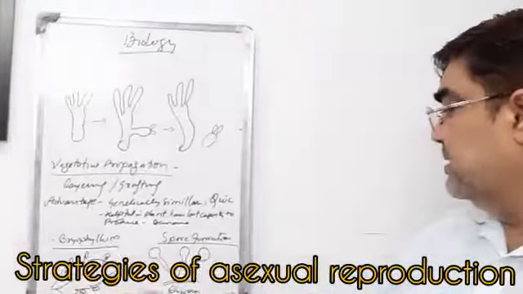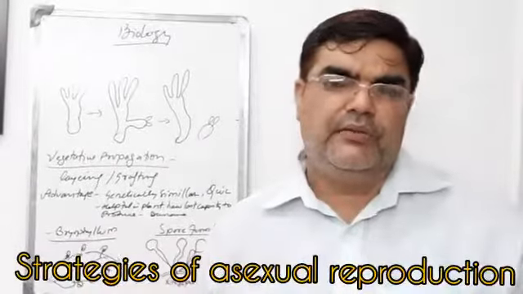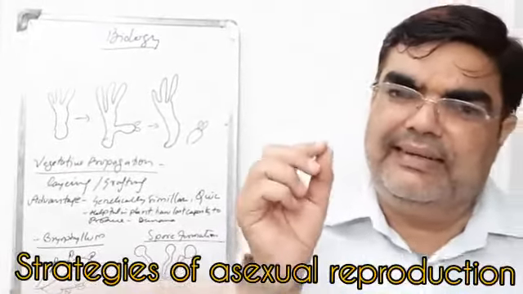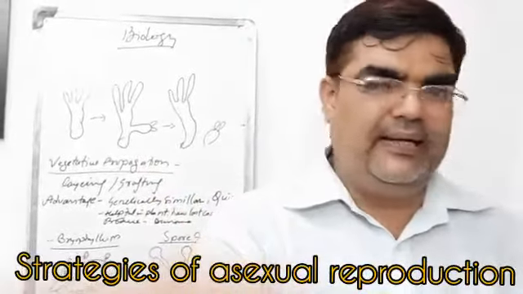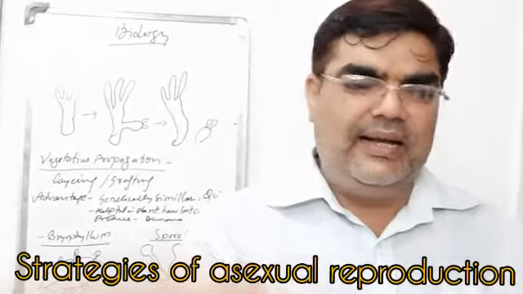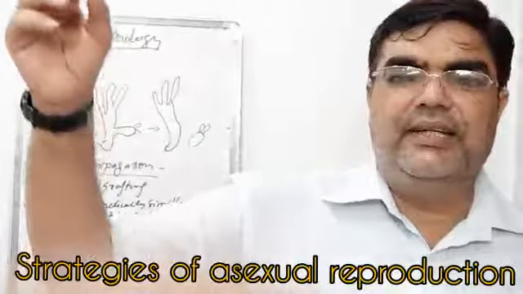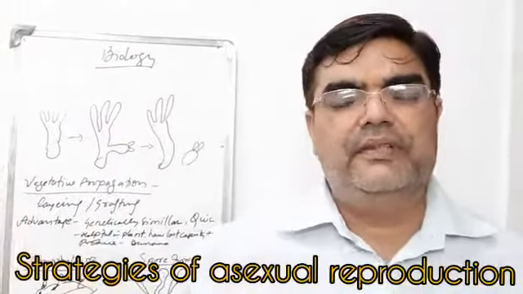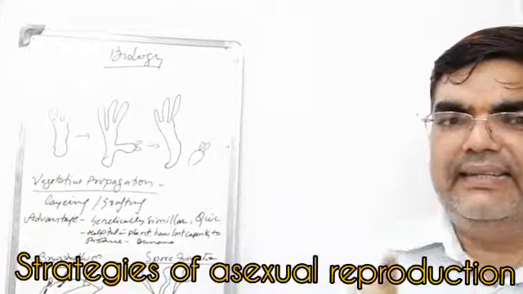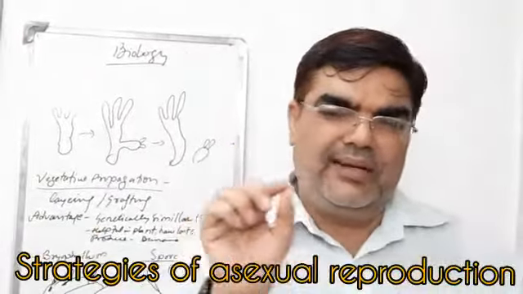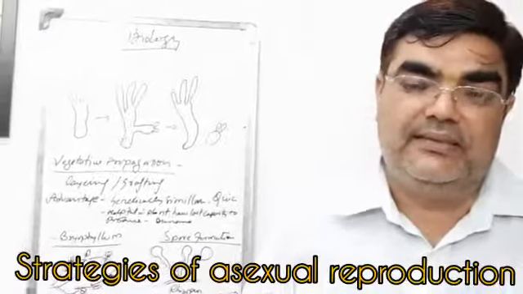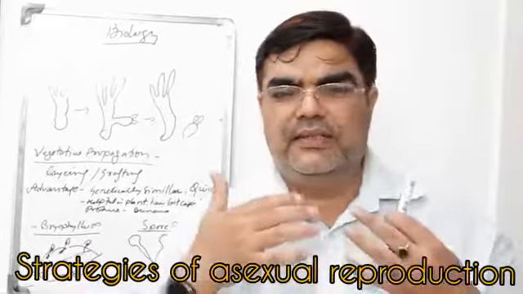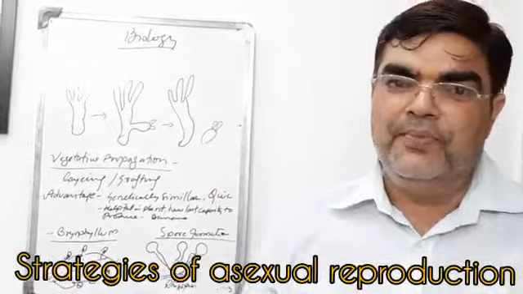And the last one is spore formation. You are very familiar with the greenness of rotten bread. When you have a piece of bread and put it somewhere in your dark room, after 3 or 4 days you will find a green colored powdery material over there. What is that? Actually, that is a fungus. That is Rhizopus. They are the spores of Rhizopus.